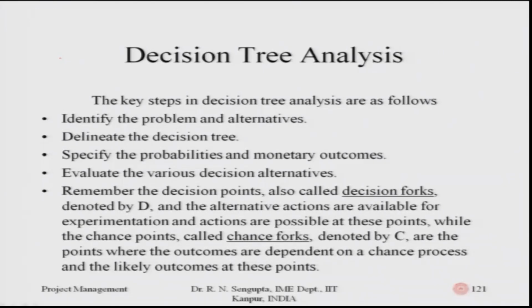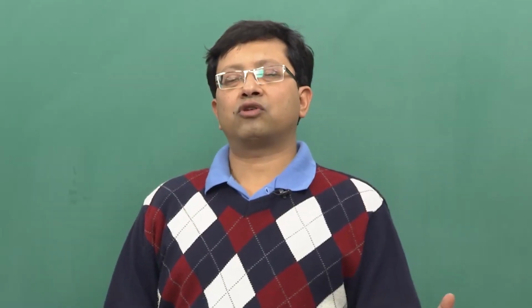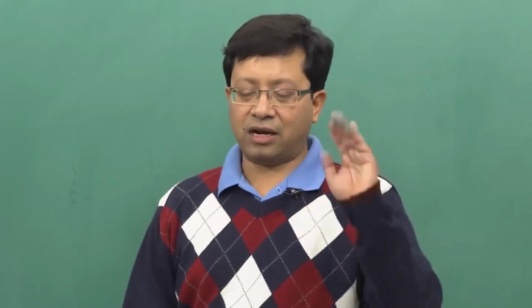While the chance points are called the chance forks, where there are chances of one alternative or the other being true, they are denoted by C, and these are the points where the outcomes are dependent on a chance occurrence, and the likely outcomes at these points are a conglomeration of the decisions which have already been taken. Now, when you are trying to proceed with the decision, remember that you would not go from the start to the finish, but backwards. Why is that? I will come to that within a few minutes.